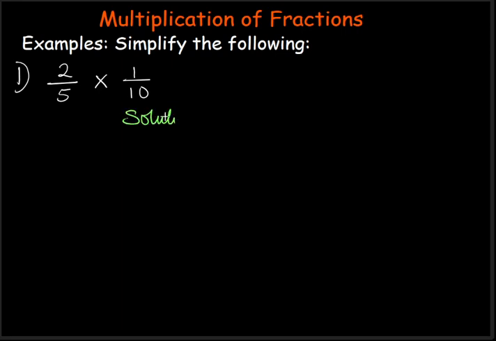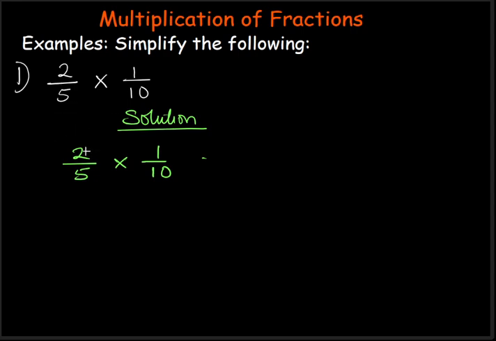Now we have two ways of multiplying fractions. 2 over 5 times 1 over 10. So what do we do now? We just finished addition and subtraction, where we have to find the LCM of the denominators. Now when multiplying, we don't need LCM.